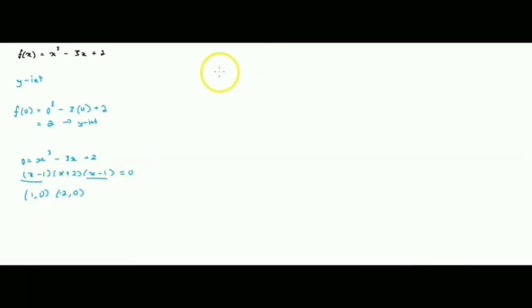Okay, now we're going to find the intervals of the graph, whether it's increasing or decreasing. So that's the third step. What I'm going to do now is differentiate this function. So f prime x is equal to 3x squared minus 3. Now we set it equal to 0, and then the answer should be like this.